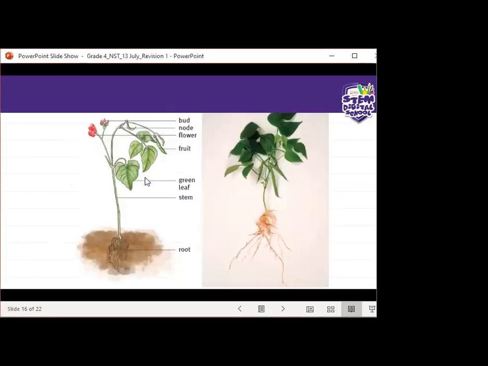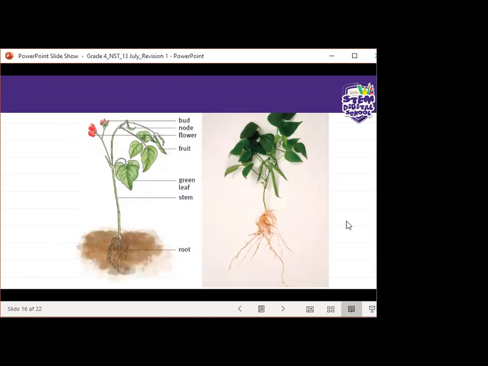All right, so guys, here we have a picture basically indicating to us the locations of the bud, the node, the flower, the fruit, and the leaves, as well as the stem and the roots. So you guys should also be able to label a picture of a plant.